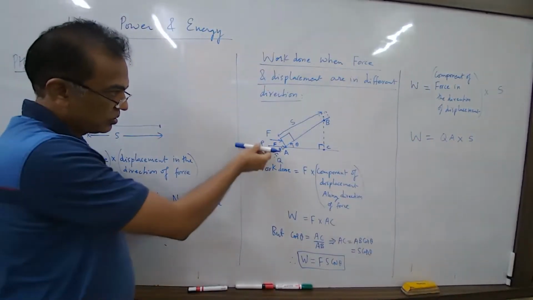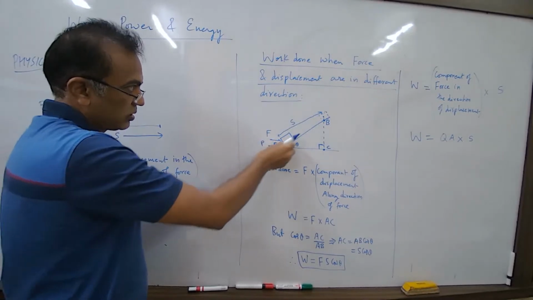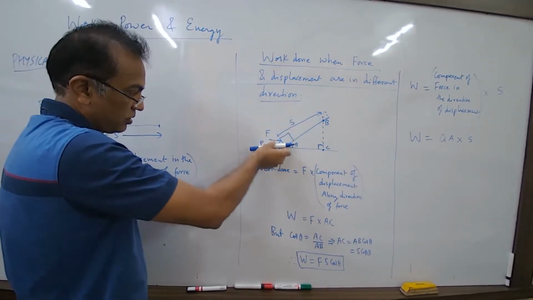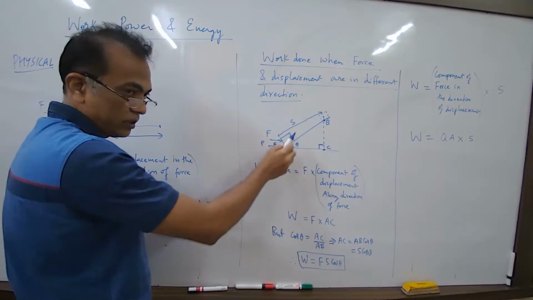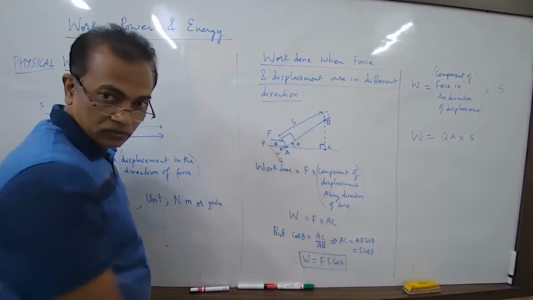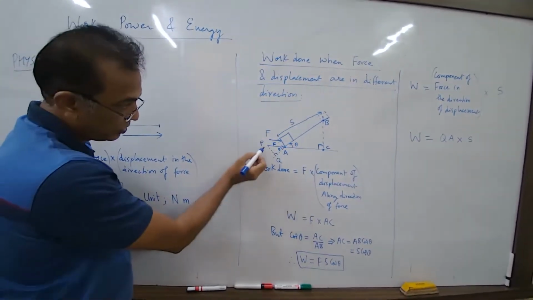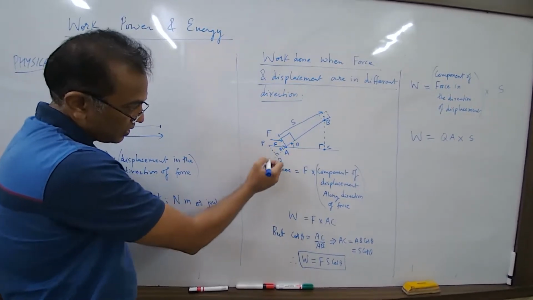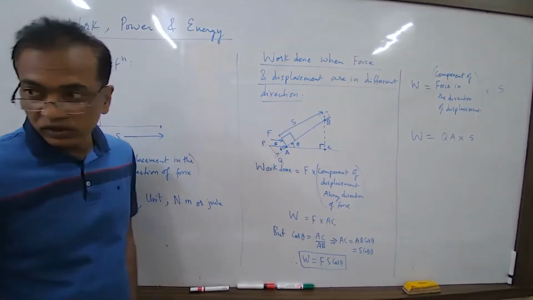Correct? Because this is the direction of force and this is the direction of displacement. So force along displacement is QA. We have extended this line and dropped the perpendicular to get a right angle triangle.